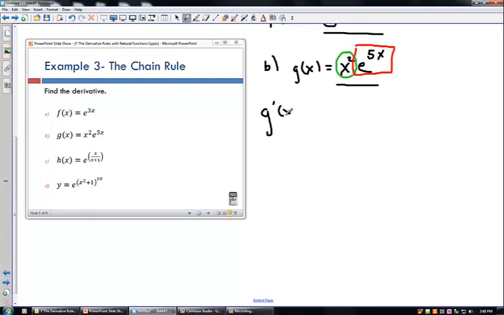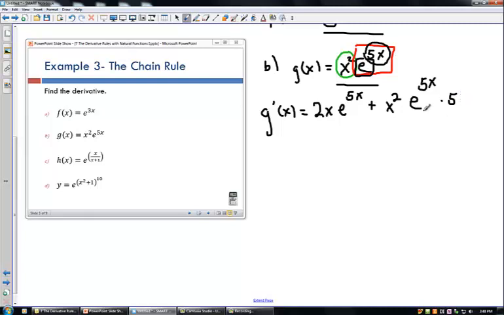So g prime of x will equal the derivative of the first, which is a 2x, times the second, which is just e to the 5x, you just copy it down, plus the first, so nice and easy, copy it down, times the derivative of the second. Now for the second function, remember it's a chain rule, and here's your inside function, and your e is your outside function. So it's the derivative of the outside, which is just e again, so e to the 5x, derivative of e is just itself, times the derivative of the inside, and the derivative of 5x is just the number 5.